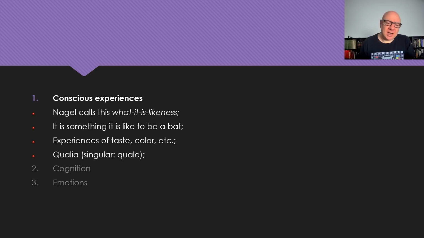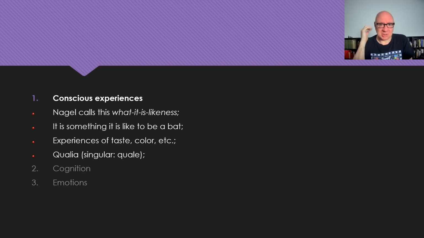And Nagel calls this what's it likeness, and he says it is something it is like to be a bat. That's his way of explaining it. He says if we stimulate our senses, we have all these experiences. So it is something it is like to taste cold coffee. It is something it is like to taste hot coffee. It is something it is like to taste Brussels sprouts. It is something it is like to taste licorice. It is something it is like to be you. So that's different than what it is like to be me. It is something it is like to be human. So we probably share all kinds of experiences when we have all our senses stimulated.